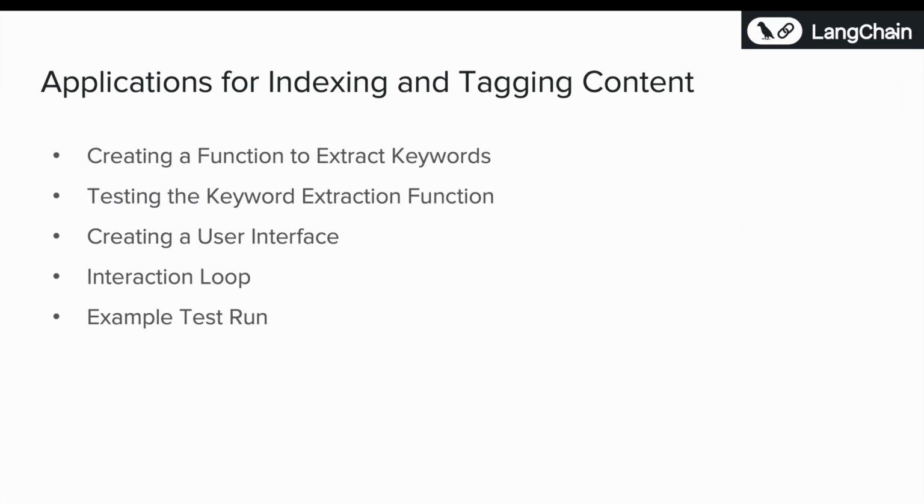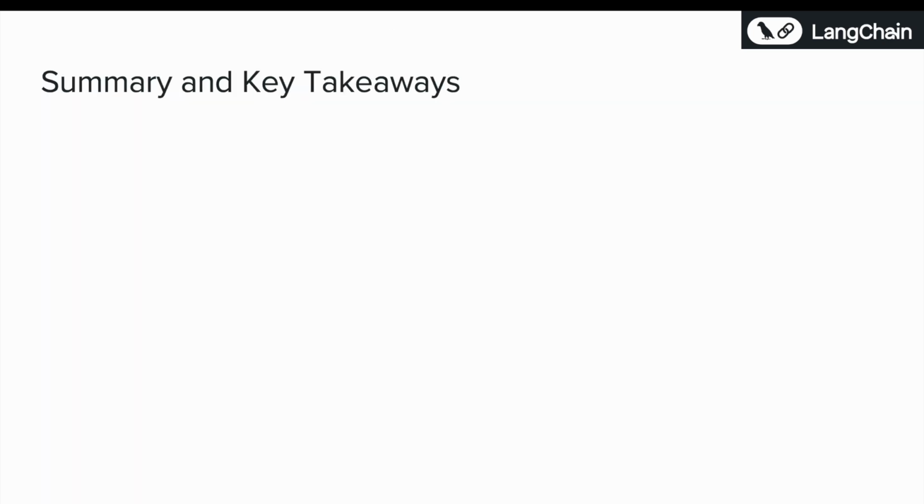So with our keyword extraction tool complete, let's review the key concepts and takeaways from this project. Summary and key takeaways. So let's go ahead and review some of the key concepts. In this project, we explored keyword extraction, an important NLP task that lets us identify the main topics in a document. We learned that keyword extraction is useful for indexing, tagging, and summarizing content. We used a pre-trained model from Hugging Face that allowed us to implement keyword extraction with minimal setup.